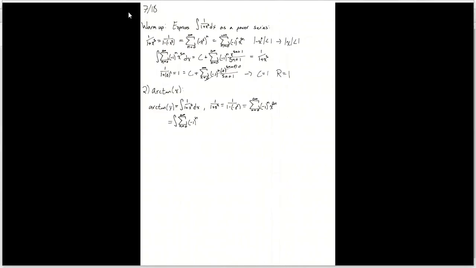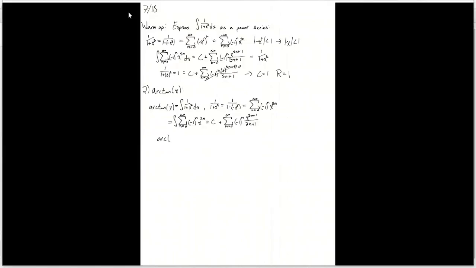-1 to the n, x to the 2n. And this is going to be c plus, we're going to have a power series here, n to infinity, -1 to the n, x to the 2n plus 1 over 2n plus 1. So again, we can actually find c.